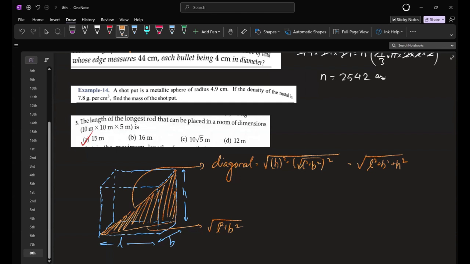All right. Again, here in this question, it is going to be under root 10 square, 100, plus 10 square plus 5 square. It means under root 225, 15 meters. Okay, for this question.